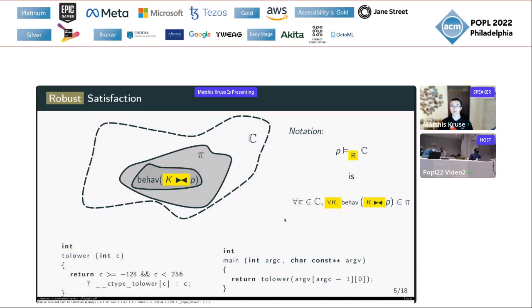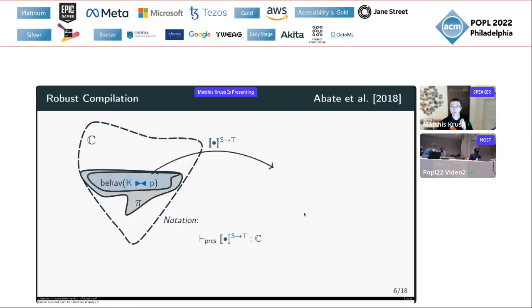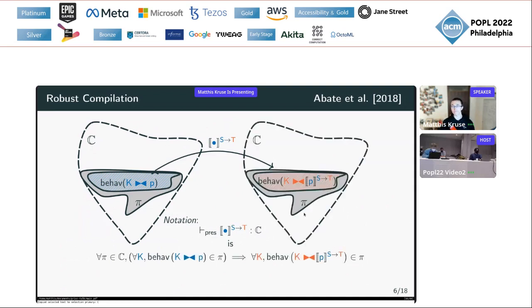Now, using robust satisfaction, we can define the compiler-level property robust compilation. So, given a compiler here from source blue S to target red T, we say it robustly preserves the class C if for all properties π in that class, given a more or less arbitrary source program blue P, whose robust behavior, however, is in π, it holds that the robust behavior of compiled P is also in π. That is, assuming source-level robust satisfaction of a π from class C, target-level robust satisfaction must also hold.